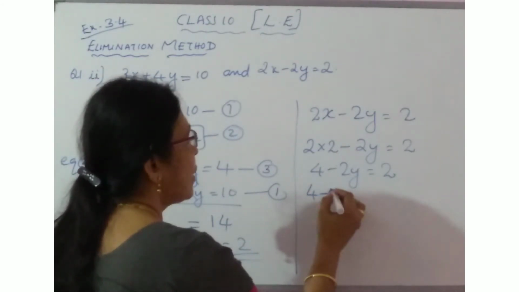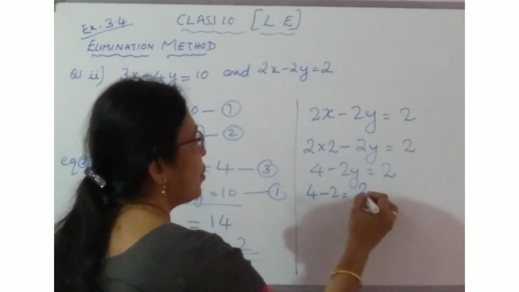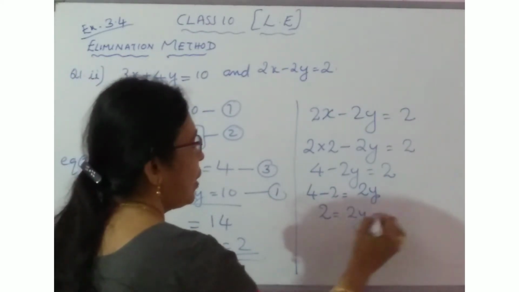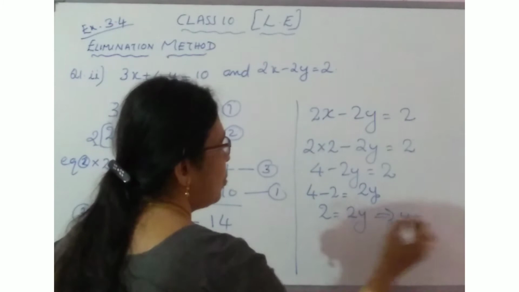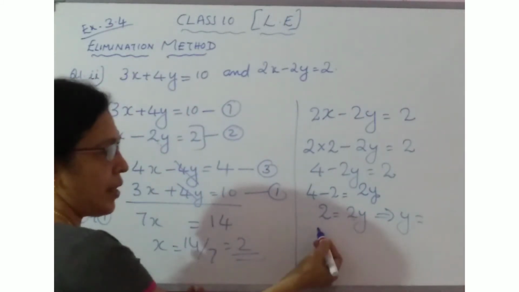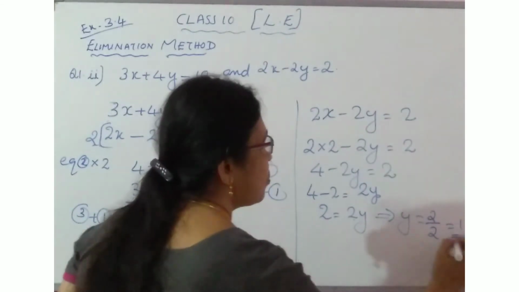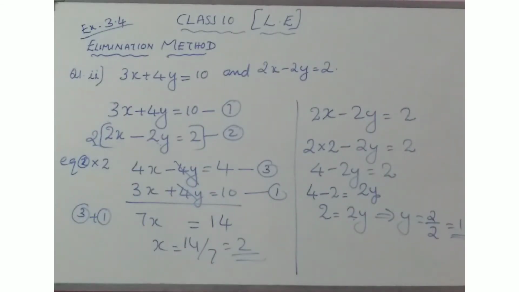This 2 I am bringing to this side and the minus 2y I am taking to that side. So 4 - 2 = 2y, taking the minus 2y to that side as plus 2y. 4 - 2 is equal to 2. So 2 = 2y. That implies y is equal to, this 2 is multiplied here, so while taking it to the other side it is divided. So 2/2, that's equal to 1. So you got the value of y as 1, and x as 2.